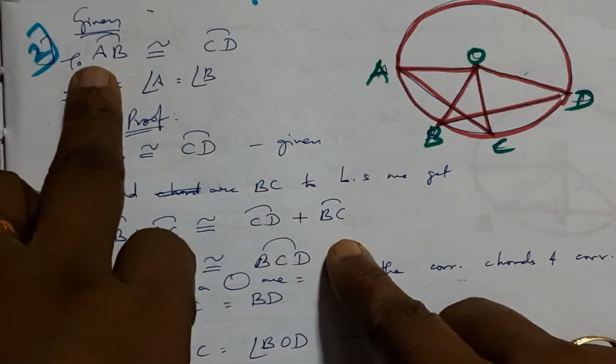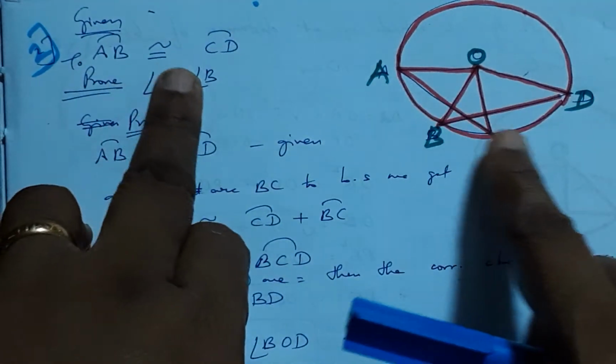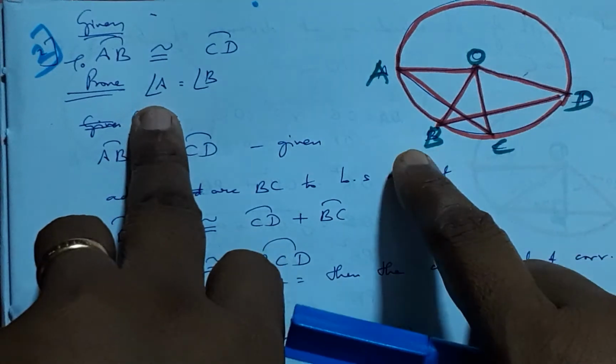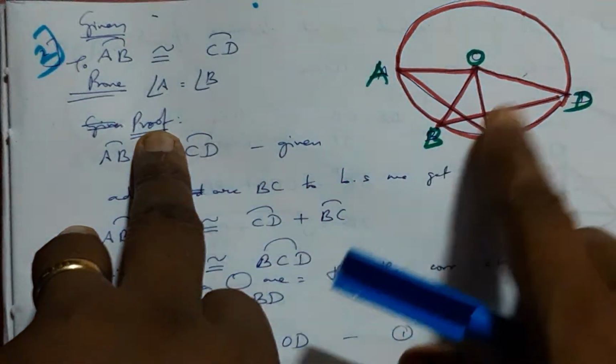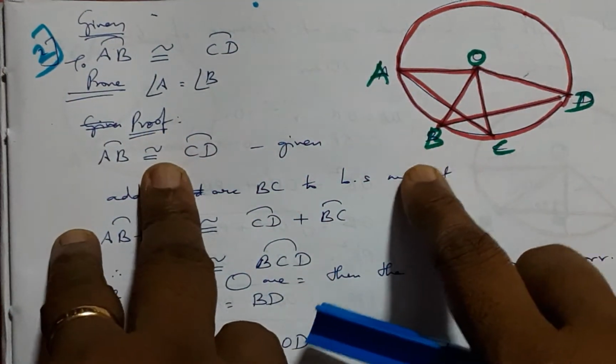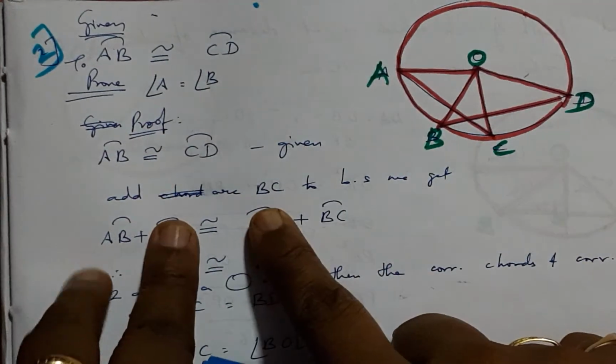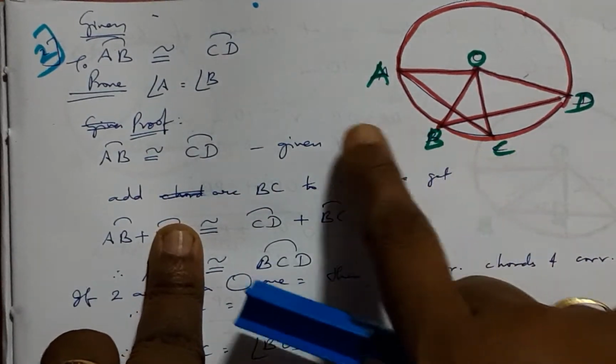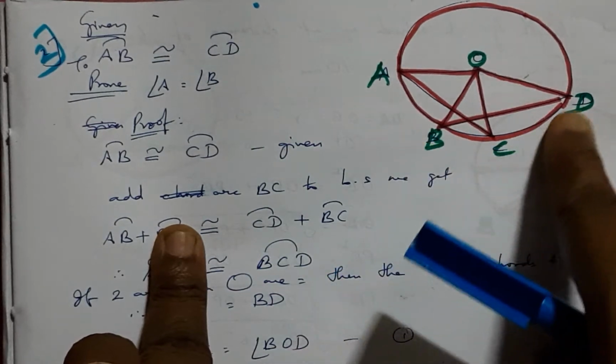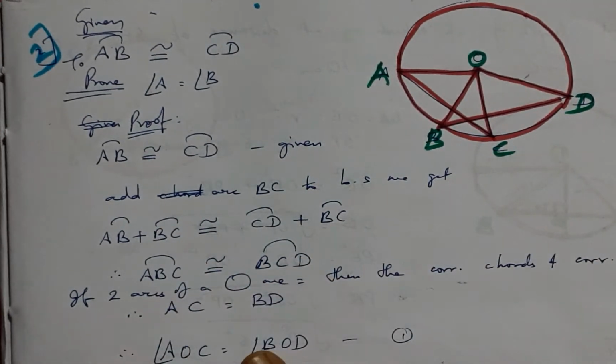The second question: the given is arc AB equals arc CD. Now we are supposed to prove that angle A equals angle B. For that, this being given, we add this part BC so that we get AC and BD from that.